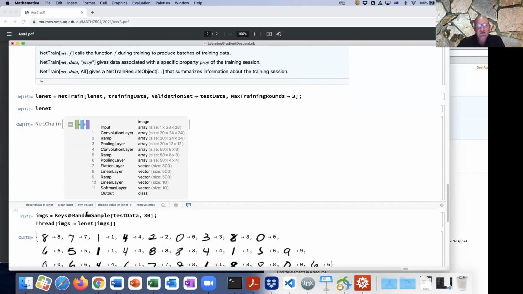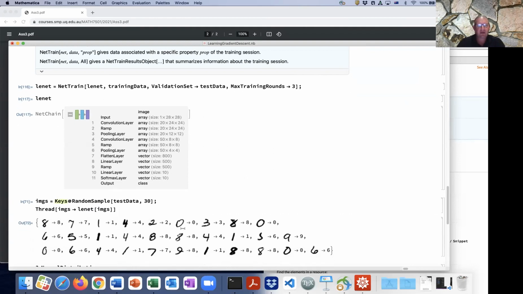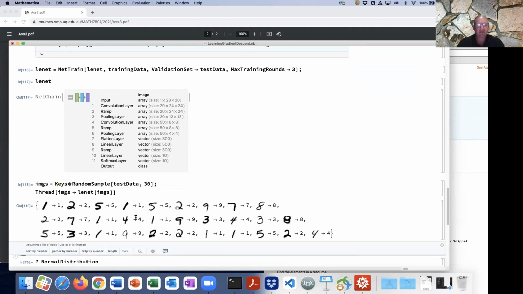And let's now try and apply it on, let's take some 30 images. Here are 30 images, and apply it on these 30 images. So it actually applied on this first image, it said it's a 1. On the second image, it said it's a 2. On this third image, it said it's a 5, etc. So it seems to kind of work.